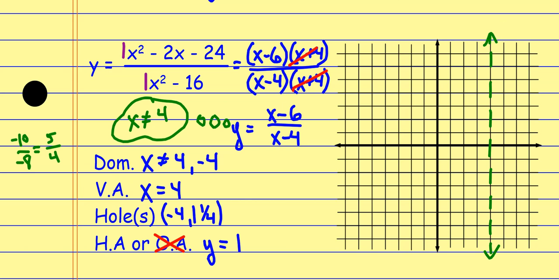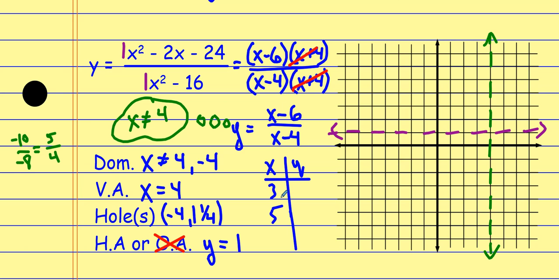Horizontal asymptote at y equals 1. And now I just have to do an XY chart to kind of help me figure out where these curves are supposed to go. And again, my vertical asymptote's at 4, so I'm going to pick a 3 and a 5. I pick one on each side of this thing.